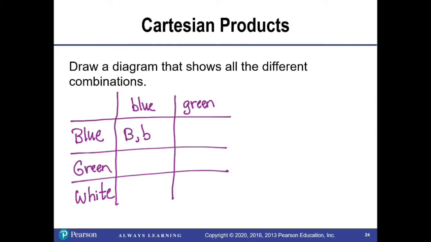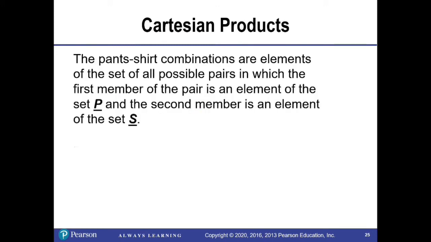So I might have blue pants and a blue shirt, blue pants and a green shirt, green pants and a blue shirt, green pants and a green shirt, white pants and a blue shirt, and finally white pants and a green shirt. You can see our 6 ordered pairs. The pants-shirts combinations are elements of all the possible pairs in which our first member of the pair is from set P, or the pants, and the second member is from set S, or the shirts.